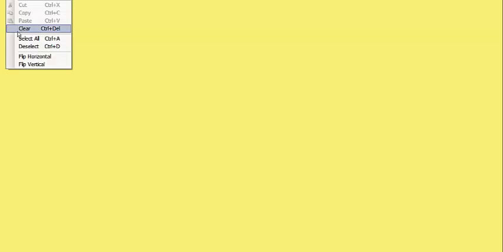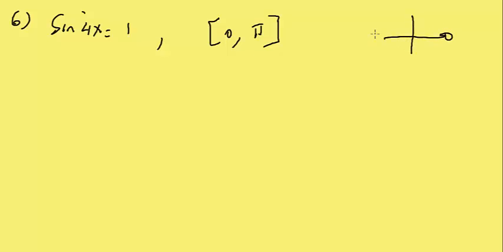Now it's getting complicated, so let's get to an even more complicated problem, like number 6. So this is number 6. I have sine of 4x is equal to 1, and I have a domain of 0 to pi. Now I do have a restriction here, anything between 0 and pi. Any solutions I get here, I'm going to keep.